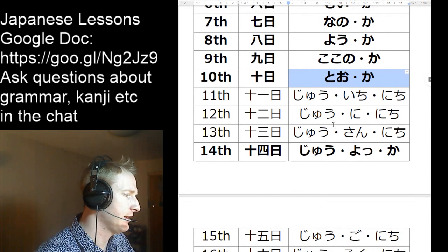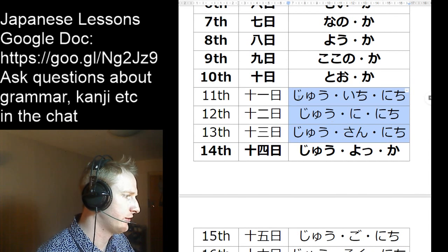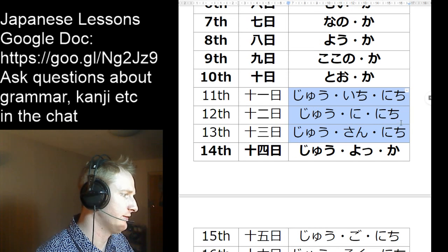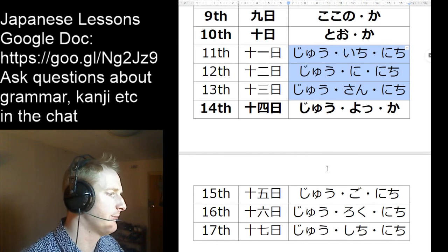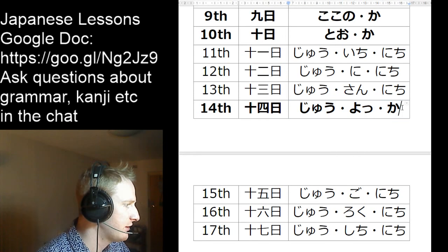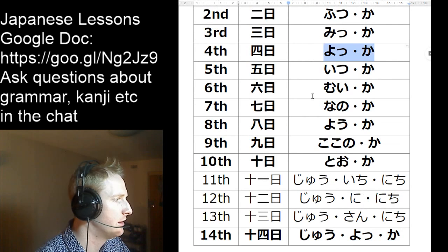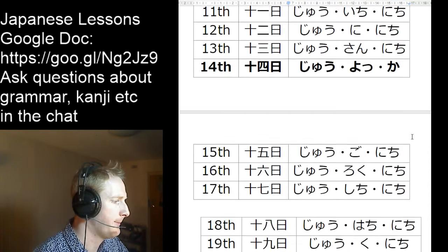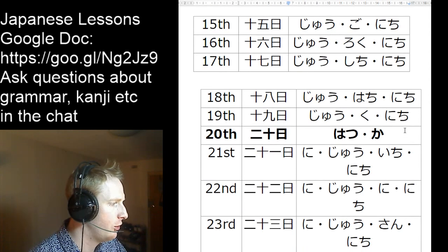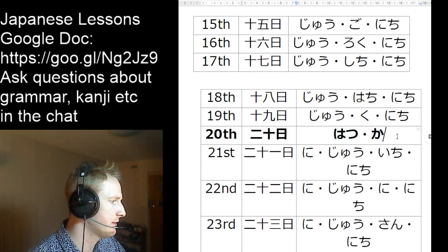Okay, and then after that, it's easy for these next three. It's just ju ichi nichi, so 11th day. Ju ni nichi, 12th day. Ju san nichi, 13th day. Alright, now for 14, we just take the word for 4 that we saw earlier, yokka, so ju yokka. Then we keep going all the way up to 20, which is hatsuka.